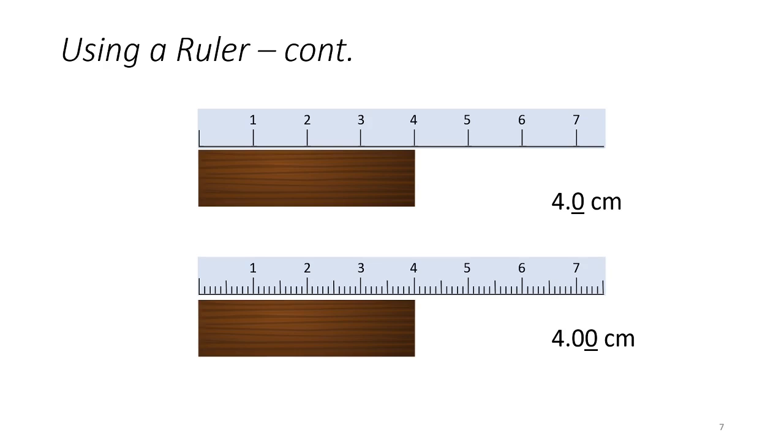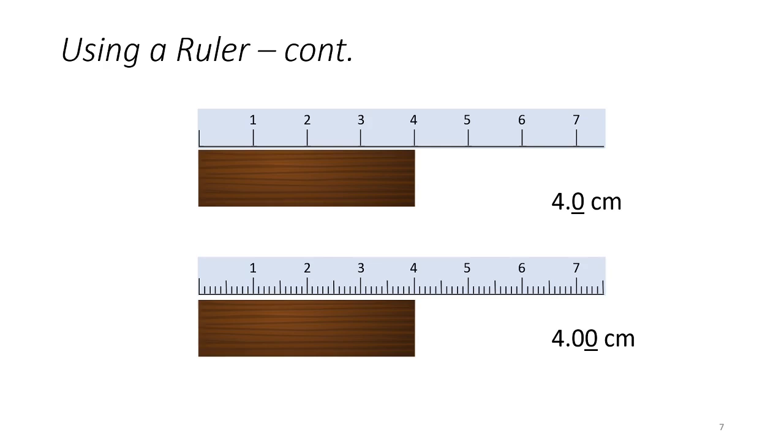centimeters. For the second ruler, we know that the wood measures between 4.0 and 4.1 due to the markings on the ruler. Our known digits are 4.0, and our estimate is that it's right on that 4.0 line. So it is 0 away, so our measurement would be recorded as 4.00 centimeters.